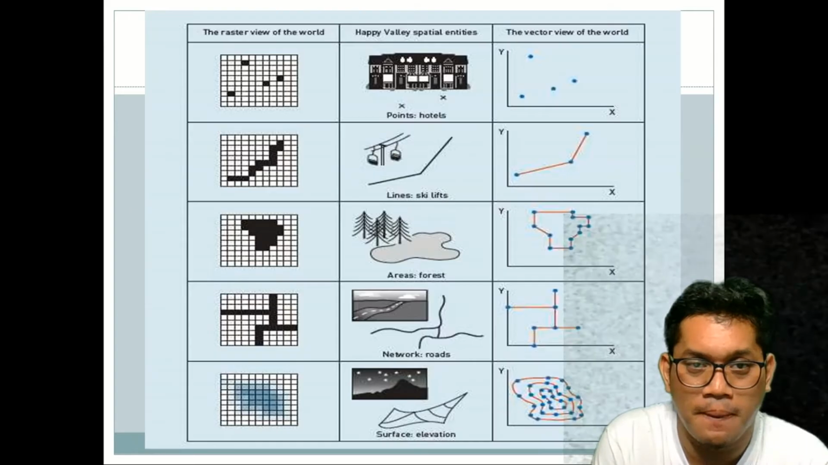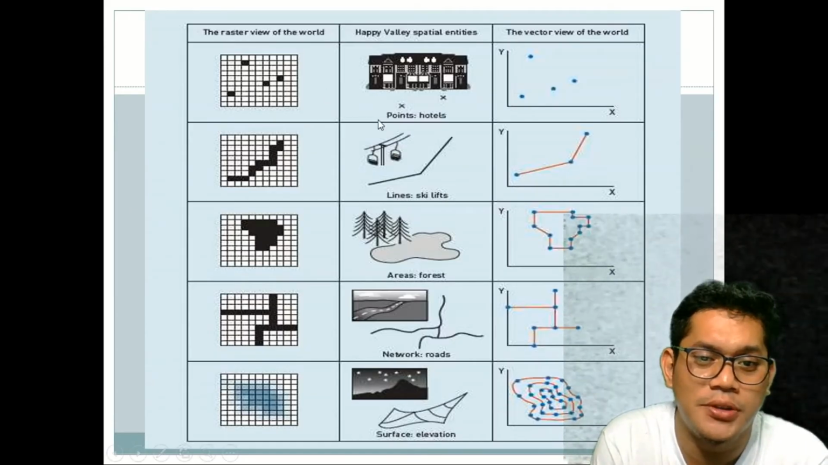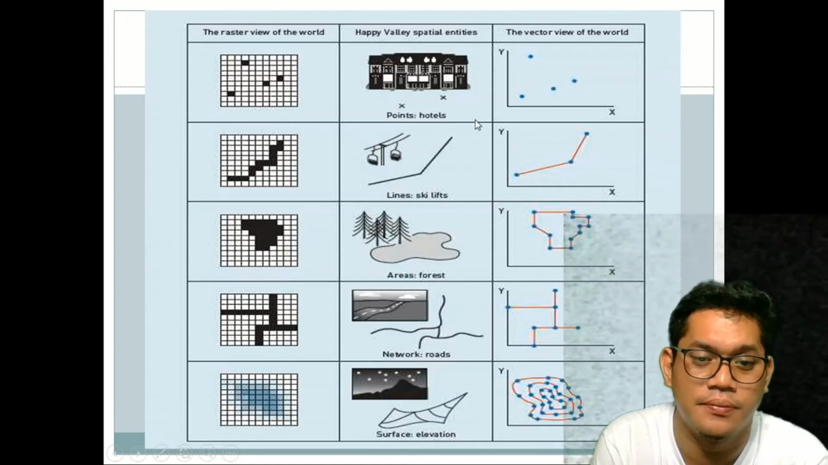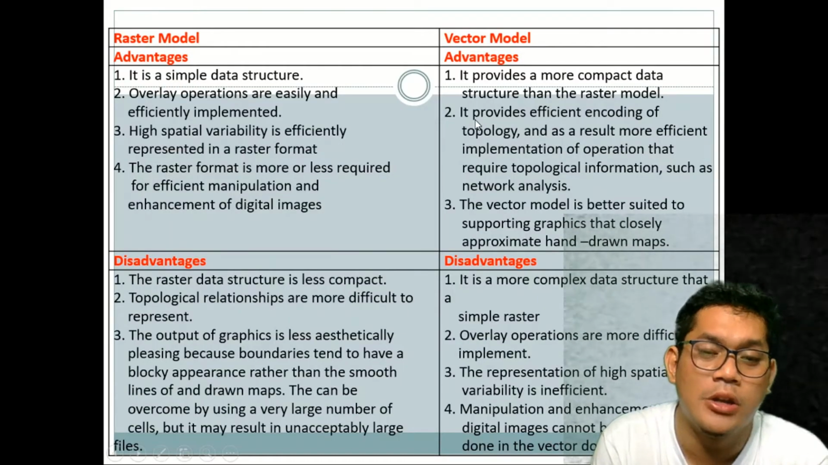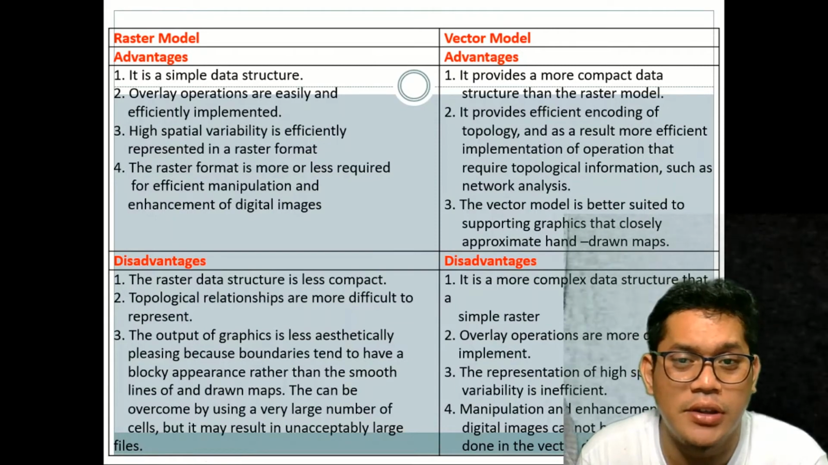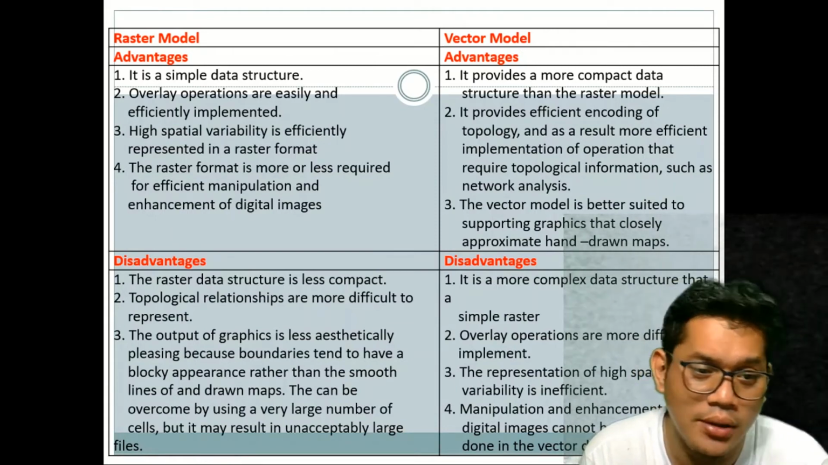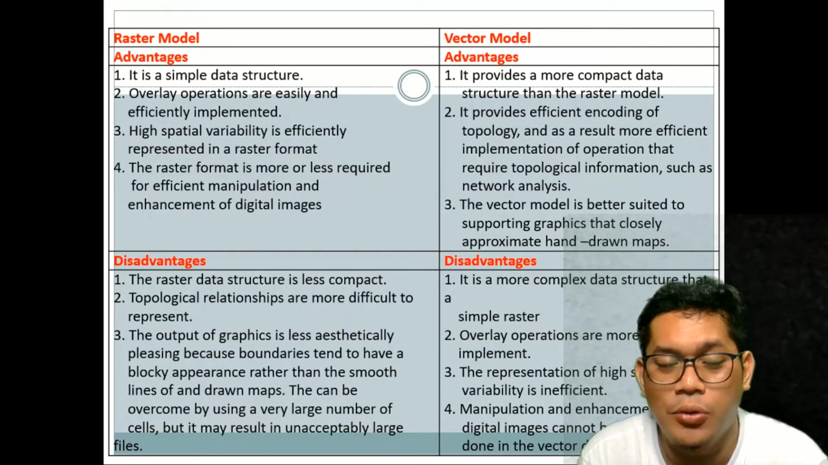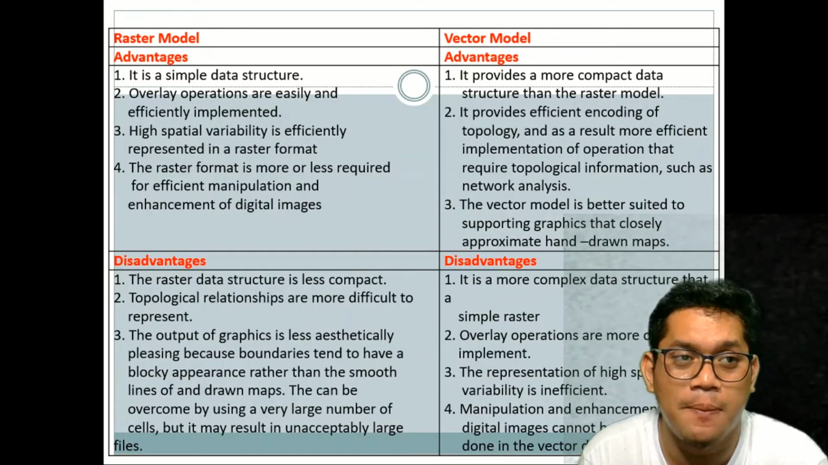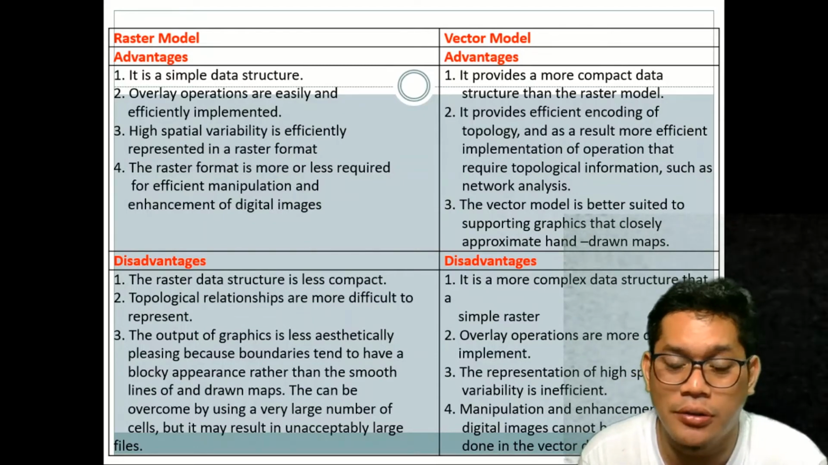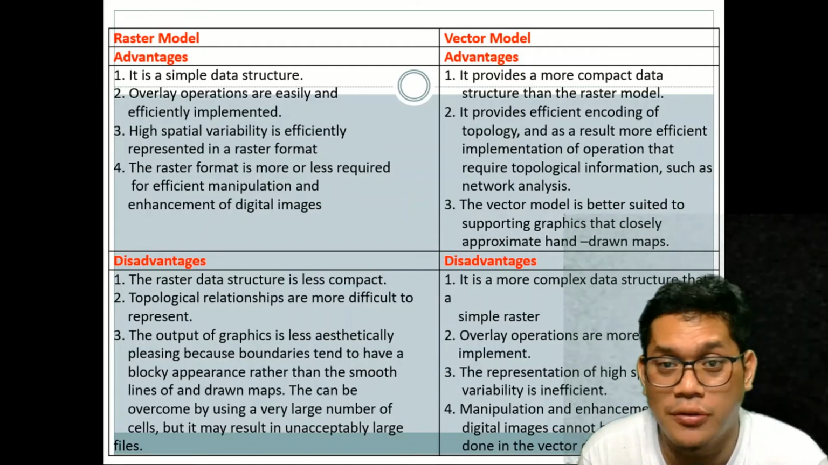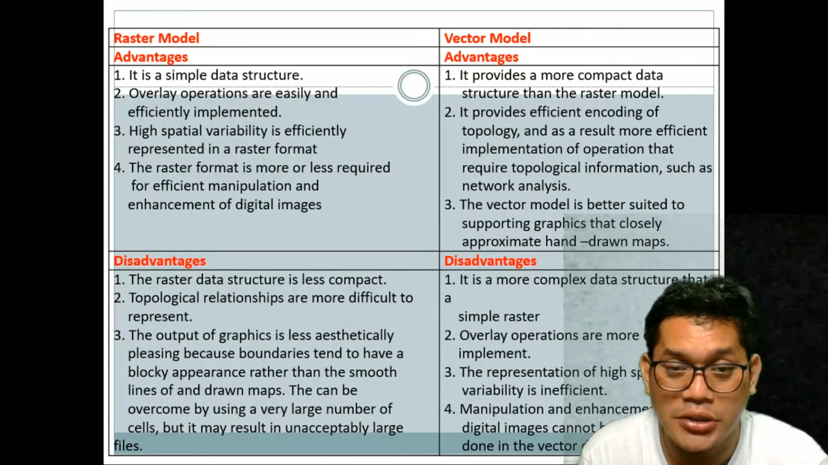So this is how we present it. Raster, this is the entities, and how we present them either in the raster view or in the vector view. So these are the advantages and disadvantages between the raster model and the vector model. I want you guys to understand this, and we will discuss more in our discussion later. Hopefully we can discuss what the best data to be used is, either raster data or vector data, according to the application.